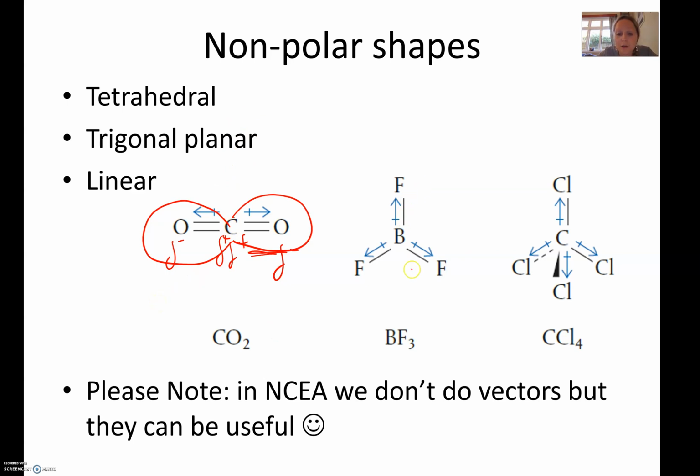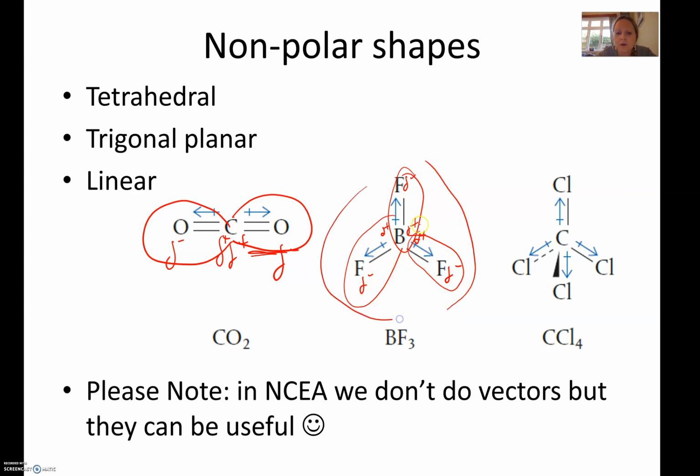If we look at BF3, it's got 3 polar bonds between B and F. F is more electronegative, so slightly negative on each fluorine, and slightly positive on the boron. These dipoles can effectively cancel out. There's not one side of this molecule that's positive and one side that's negative, and that's because of the symmetry, or we call it a symmetrical shape. You can see that all the negatives are on the outside and all the positives are on the inside, so it's not one positive side and one negative side, and therefore we say that the dipoles have cancelled and it's non-polar.